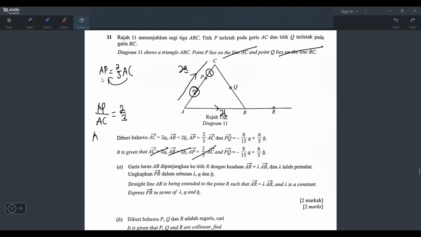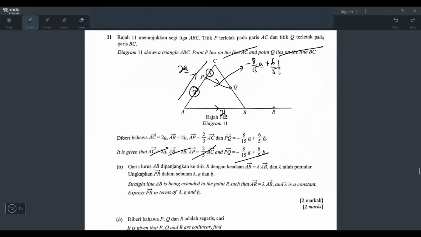Next, what's the next information we label? The vector PQ. So what does vector PQ say? Let's label this P to Q. Where is it? Oh, this one. P to Q, and the arrow is going to Q. The vector for this is negative 8 over 15A plus 6 over 5B. Okay, I'm done labeling.